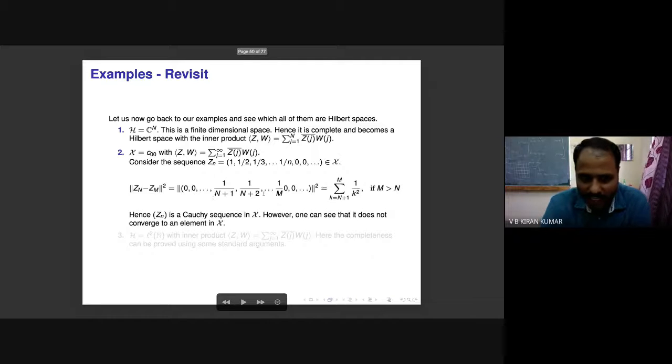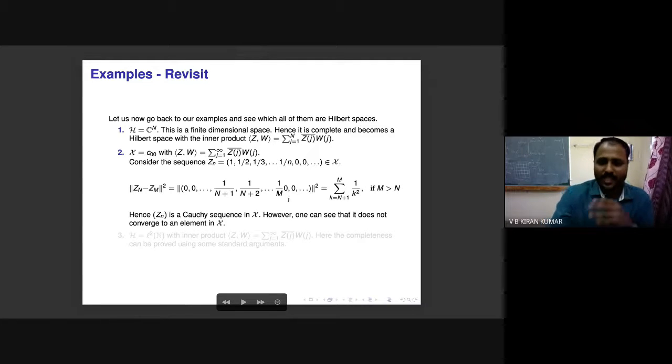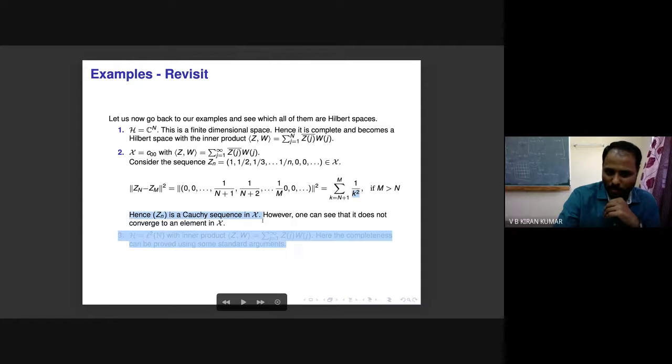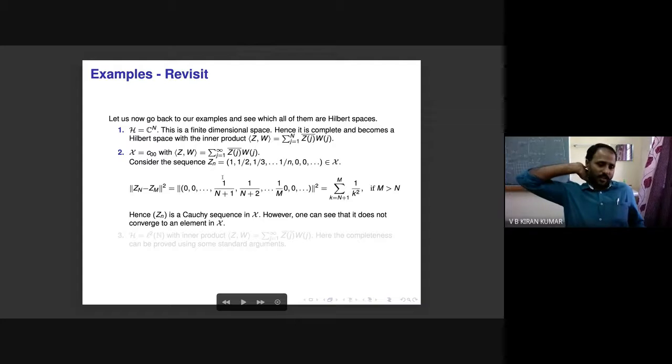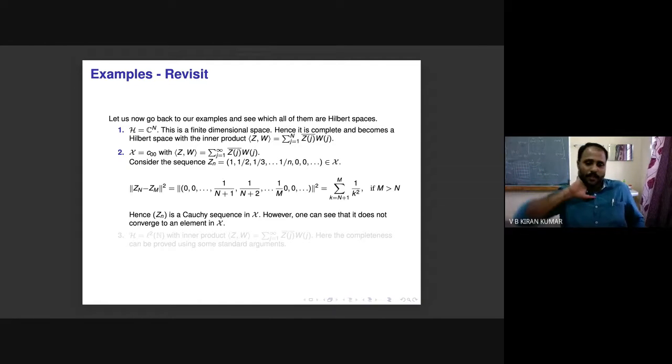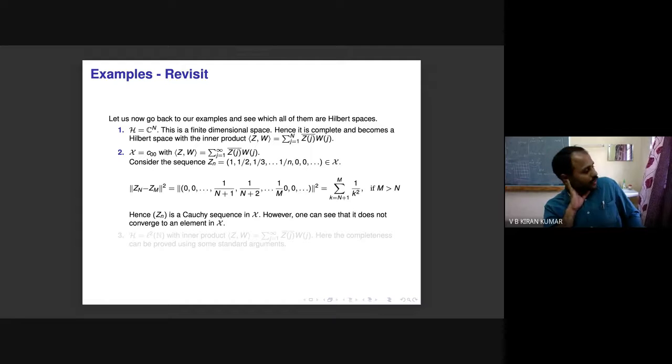So Zn is a Cauchy sequence, but you can see that it will not converge to any element in X. That is something which we have already observed yesterday. So this will not converge to any element in C00. It will converge to an element in L2, that is 1, 1 by 2, 1 by 3, etc. But in other words, C00 will not be closed in L2. That's it. So are you convinced that C00 is not a Hilbert space but an inner product space? Are you convinced? Yes, sir.